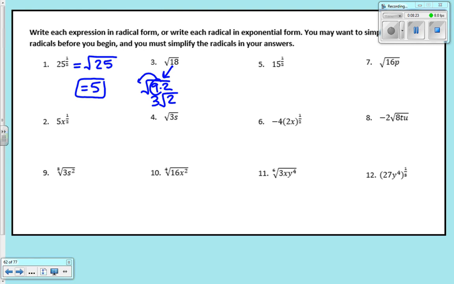At this point, the radical is only on the 2. So this would be 3 times 2 to the 1/2. Notice I didn't put the 1/2 on the 3 because it's not in the radical sign anymore.